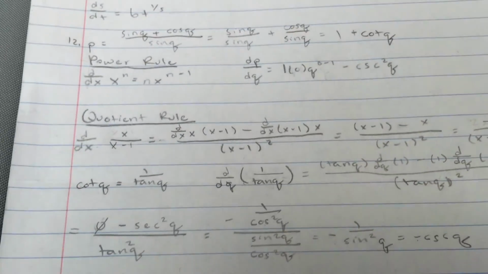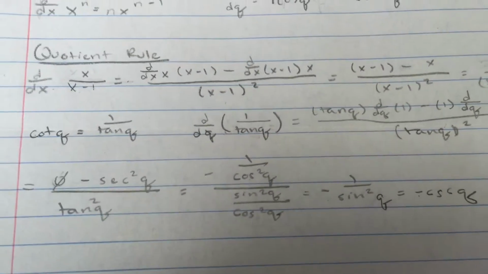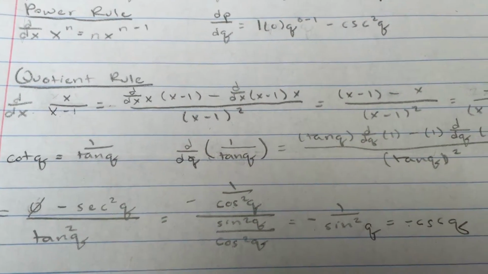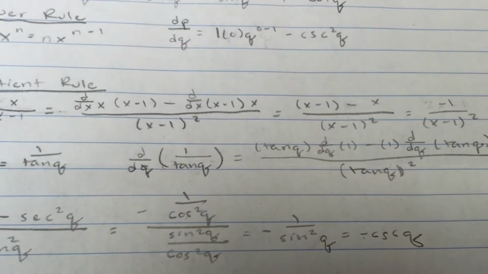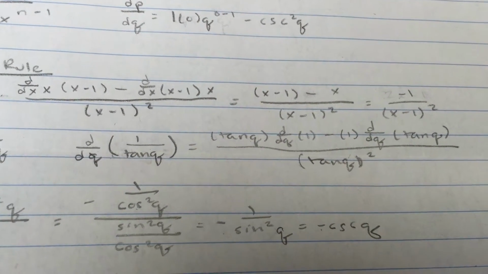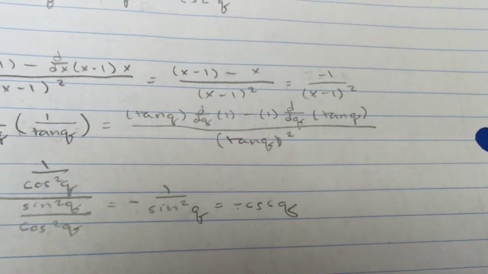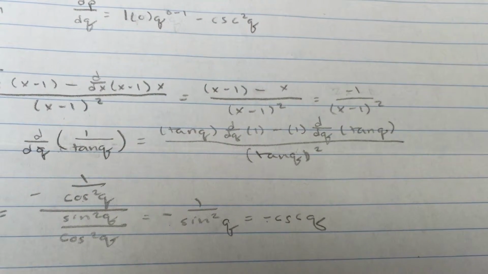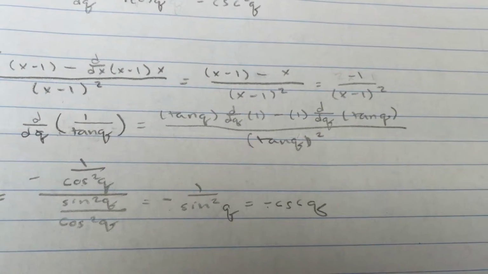Now we're going to be using the quotient rule in solving for the derivative of cotangent q. Now cotangent q is equal to 1 over tangent q. The derivative of 1 over tangent q is, we're going to be using the quotient rule, so d/dq of 1 over tangent q is equal to tangent q times d/dq of 1, minus 1 times the d/dq of tangent q, and all that is over tangent q, which is the denominator, squared.